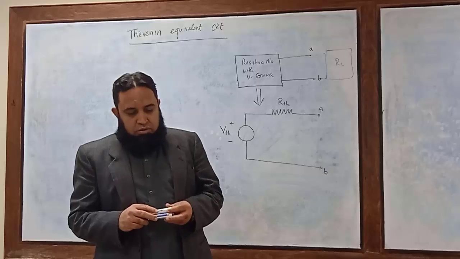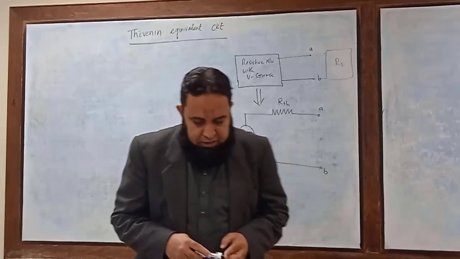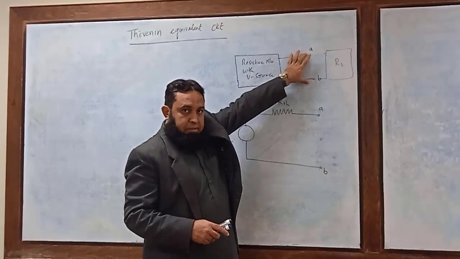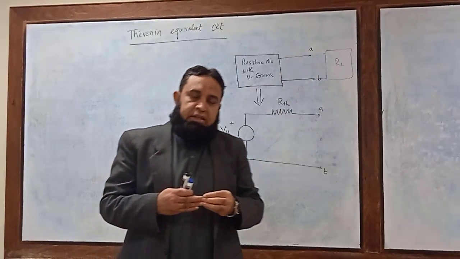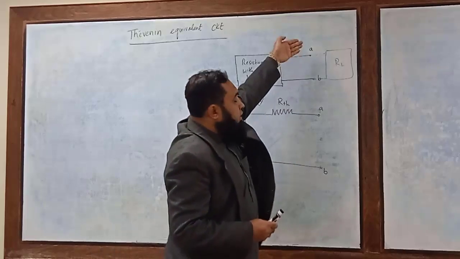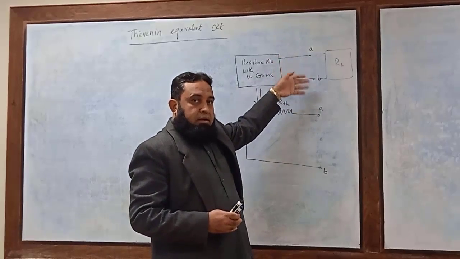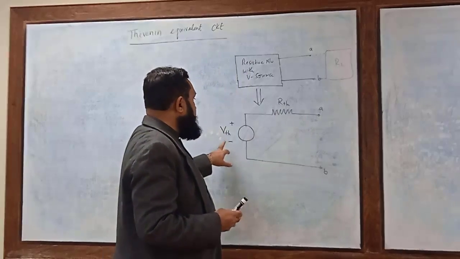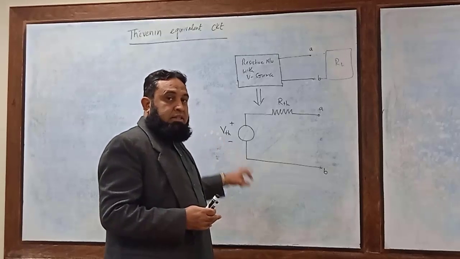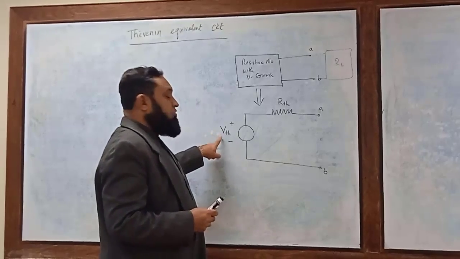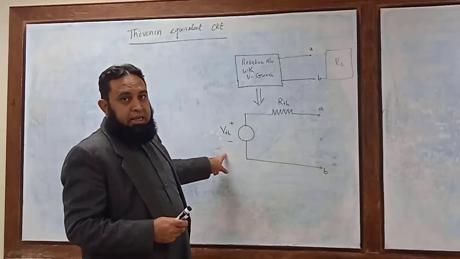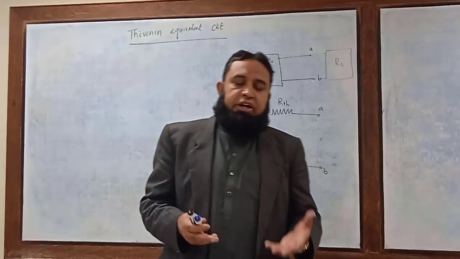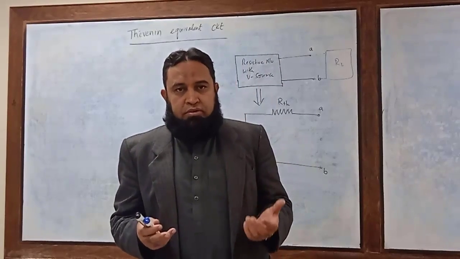The other way to compute the Thevenin resistance is to make the two terminals AB short circuit, and find the short circuit current in the circuit. After finding the short circuit current, the Thevenin resistance will be equal to VTH divided by ISH. So in this way, we find the Thevenin resistance and the Thevenin voltage.